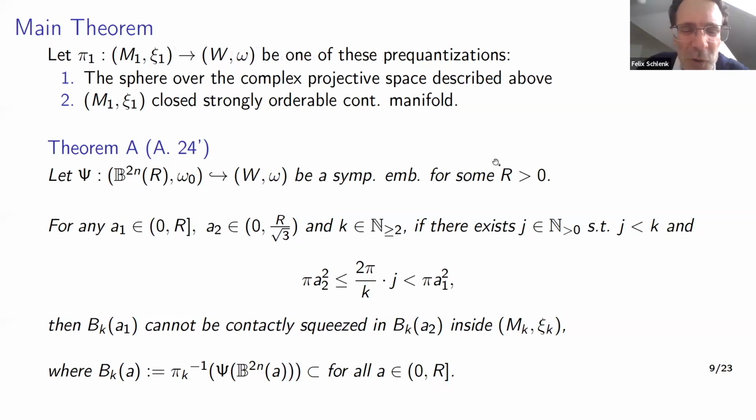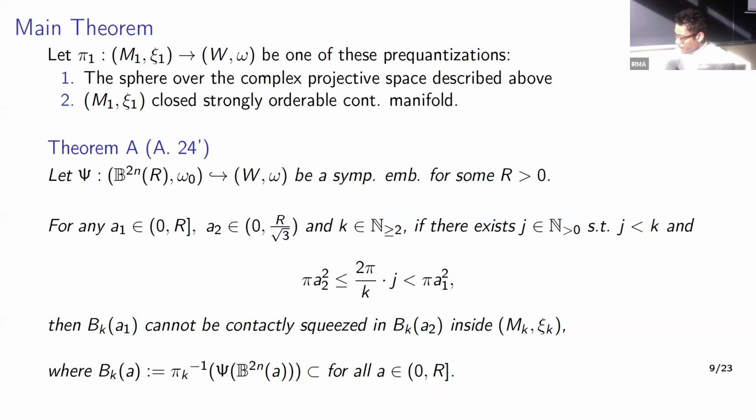Sorry. Since it's a bit hard to read, can you briefly compare your result with the previous ones? Is there an intersection, is part new, part covered? Actually, the previous one was when the prequantization was a prequantization of a Liouville manifold, so W times S1. And here it's for closed contact manifolds. So to have in mind, it's, let's say, the sphere over a complex projective space. So in this sense, it's different. I think it's everything new. Yeah, I think so.